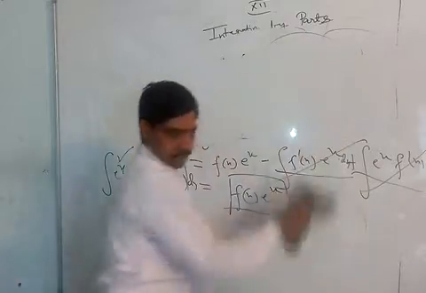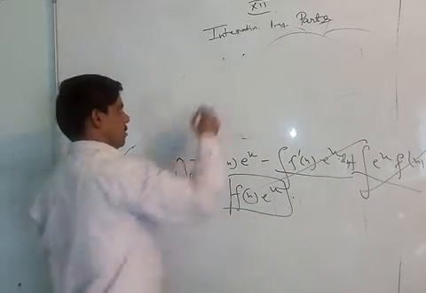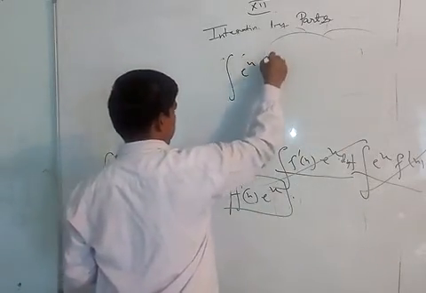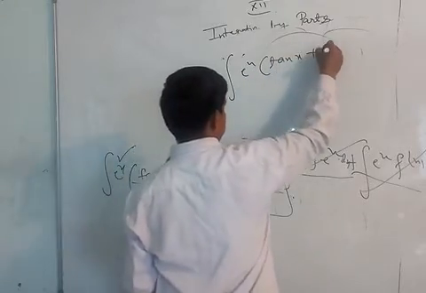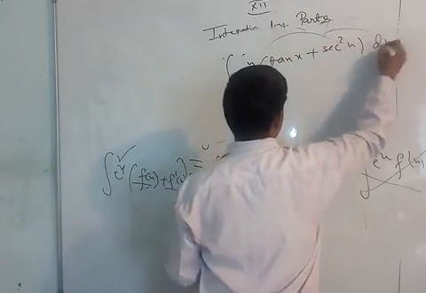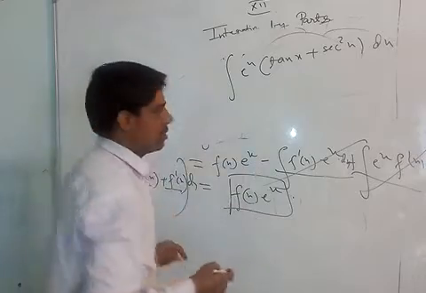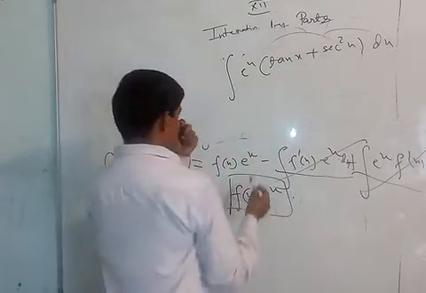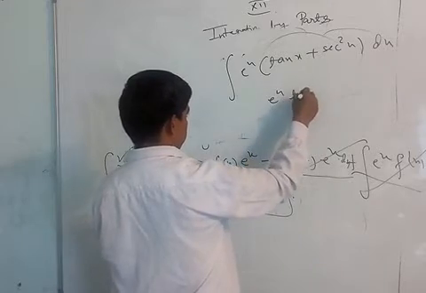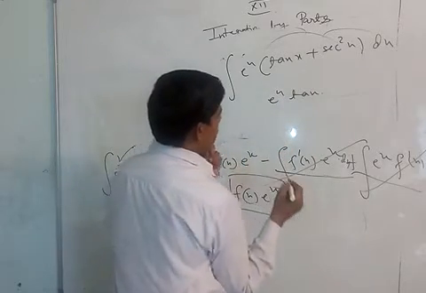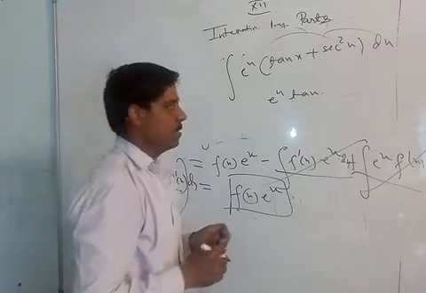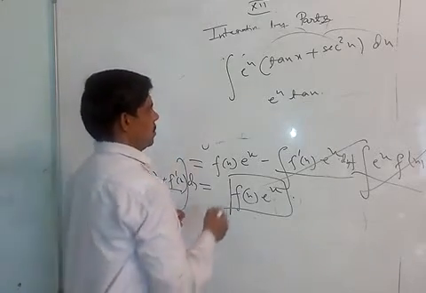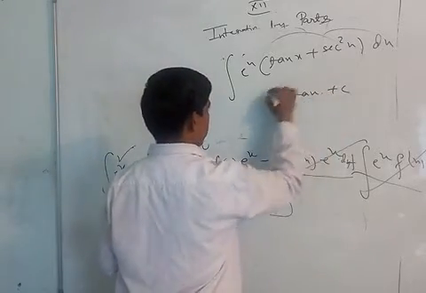Suppose we have e की पावर x [tan x + secant square x] dx. Now we can directly use this. This is tan x and this is the derivative of tan x. So the answer is e की पावर x tan x. Yes, tan x derivative is secant square x. So the answer is direct. ये आंसर है इसका, simple.